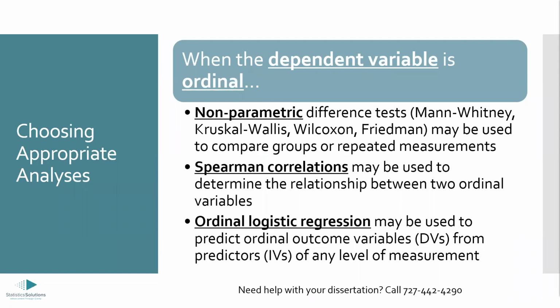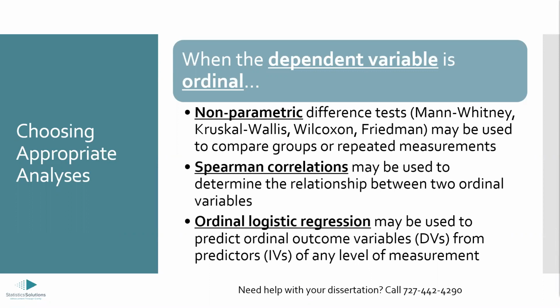But what can we do when our dependent variable is ordinal? Generally, once we get into ordinal level data, we have to switch our analysis from parametric to non-parametric. So for instance, if we're looking at differences between groups, we will have to use non-parametric difference tests. For instance, the Mann-Whitney test is the non-parametric version of the independent samples t-test. The Kruskal-Wallis test is the non-parametric version of a one-way ANOVA.